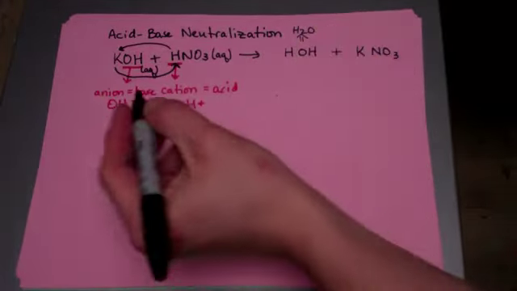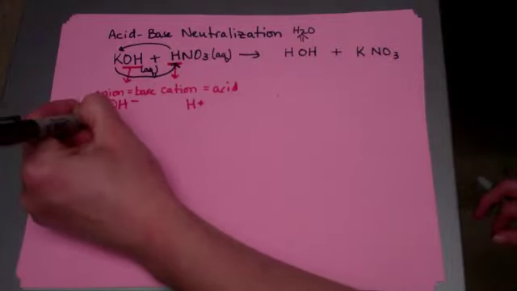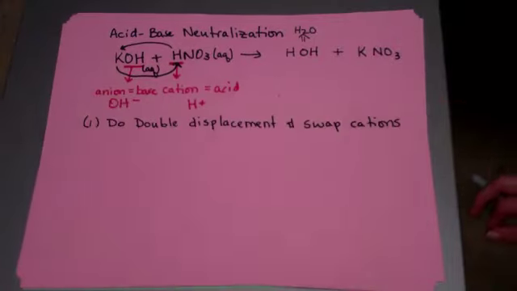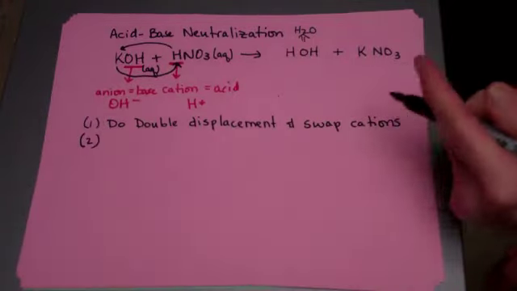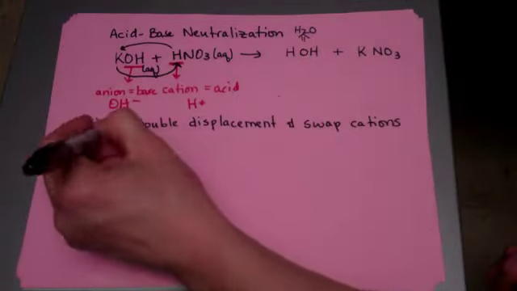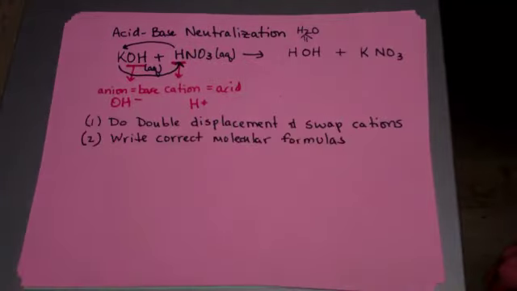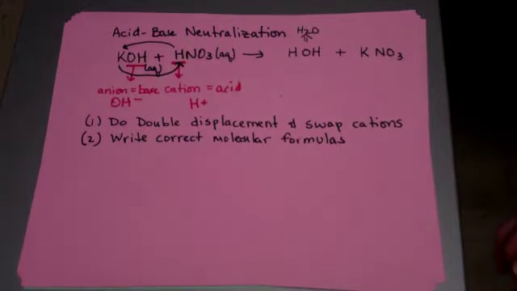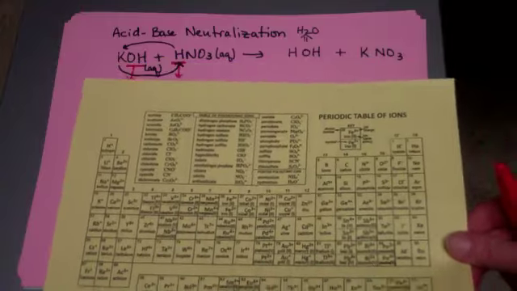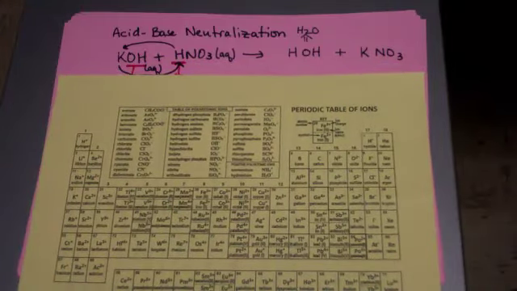The first step in this reaction is the double displacement, where we swap the cations. You need to make sure that you write the correct molecular formulas. So again, you're going to use your ionic periodic table. This is our handy dandy periodic table.